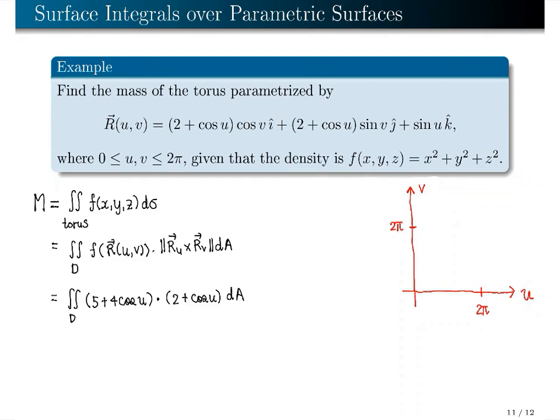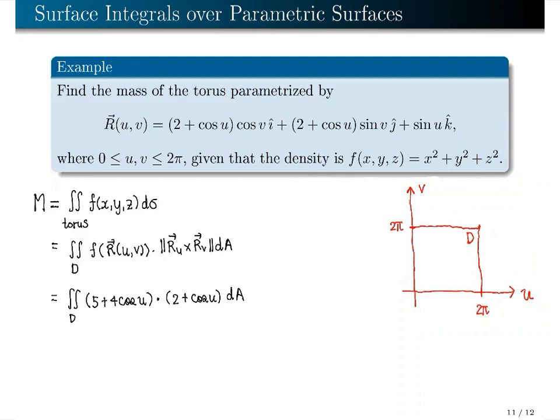We now identify region D in the UV plane. Recall that the parameters u and v satisfy this inequality. Since u is between 0 and 2 pi, then region D should lie between the vertical lines u equals 0 and u equals 2 pi. Also, since v is between 0 and 2 pi, then region D should lie between the horizontal lines v equals 0 and v equals 2 pi. Therefore, region D is a square in the first quadrant with vertex at the origin and side length 2 pi.